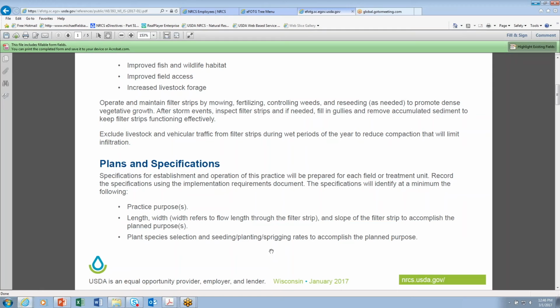If anyone has questions, you can unmute yourself or send in a chat. That's how we found out the other one about this filter strip worksheet. They sent in a chat. So please feel free to ask any questions you have of Judy.